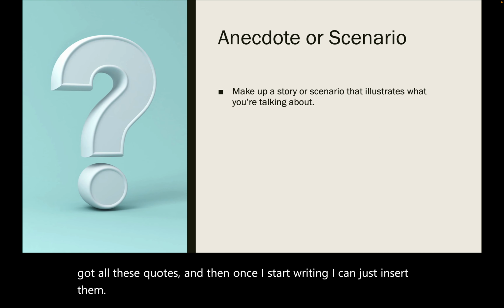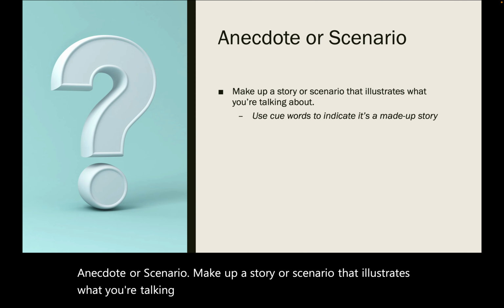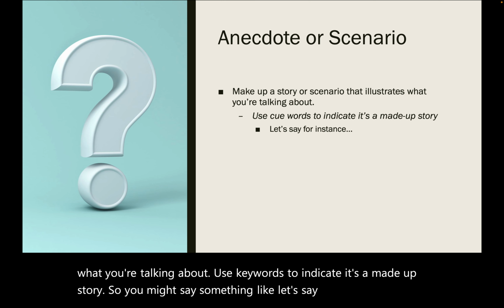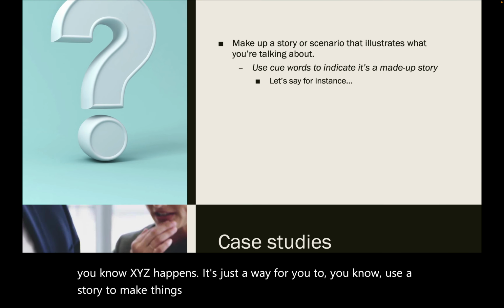Anecdote or scenario: make up a story or scenario that illustrates what you're talking about. Use keywords to indicate it's a made-up story. So you might say something like, let's say, for instance, that XYZ happens. It's just a way for you to use a story to make things more clear for the reader.